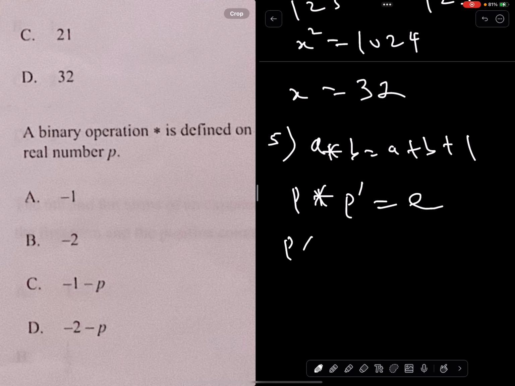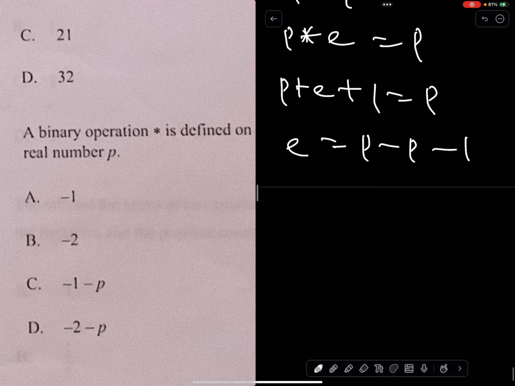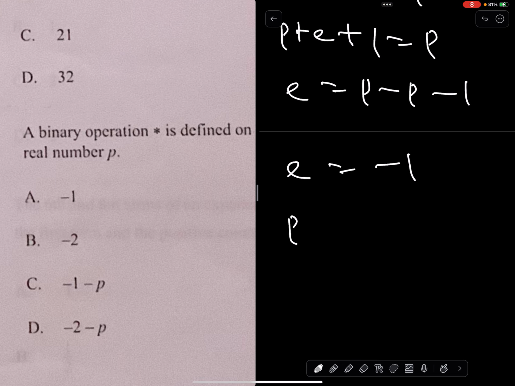So how do we find the identity? P combined with the identity element is going to give us the same P. So that simply means P plus E plus 1 is equal to P. And we make E the subject of our equation to get E equals P minus P minus 1, which simply means E equals minus 1.